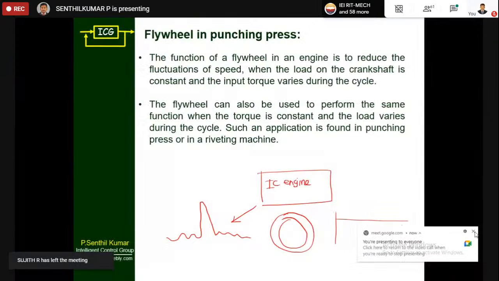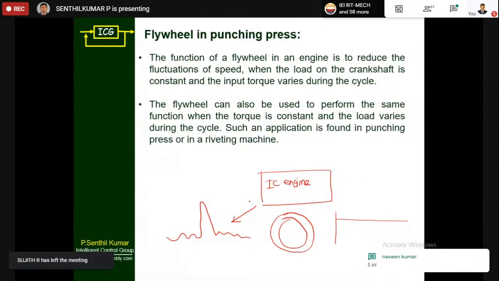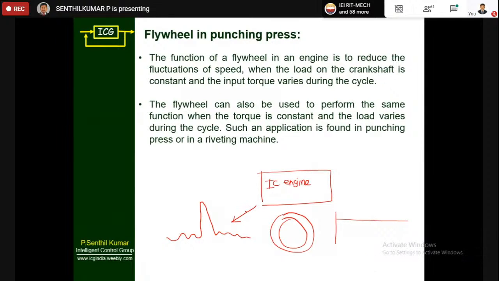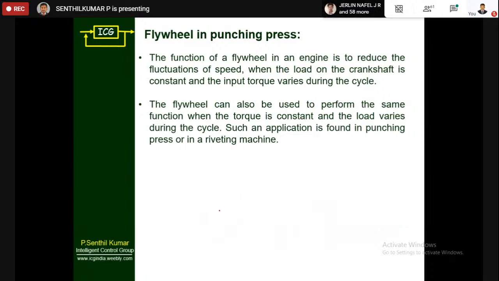Okay. So this is one application. Wherever you have a fluctuation of energy, you can convert that fluctuation of energy into uniform energy using flywheel. This is one area, but another area is also possible. What is that?